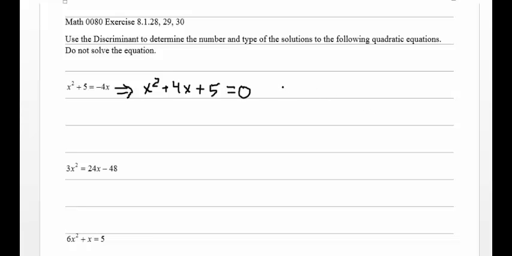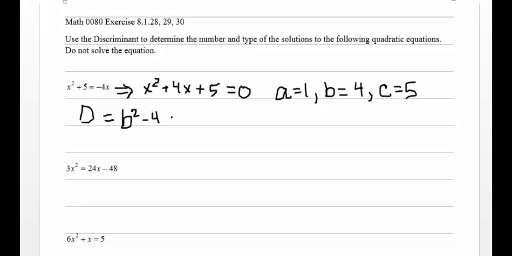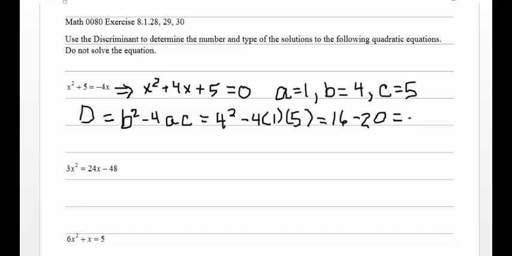Now I can determine that a, the coefficient of x squared, is 1. B, the coefficient of x, is 4. And C, the constant, is 5. So the discriminant equals b squared minus 4ac, which for this equation is 4 squared minus 4 times 1 times 5, which is 16 minus 20, which is negative 4.